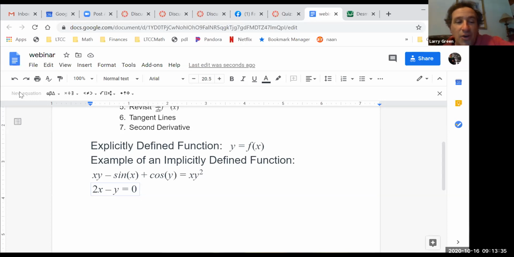Okay, could you figure out how to change it and make it explicitly defined? Yeah, if you don't, then you don't belong in this class, right? Okay, so just because you can make it explicitly defined doesn't mean it is explicitly defined. Got it? Okay, the first one I gave you can't. But the second one, you better know how to solve for y. Okay, so these are both examples of implicitly defined functions.